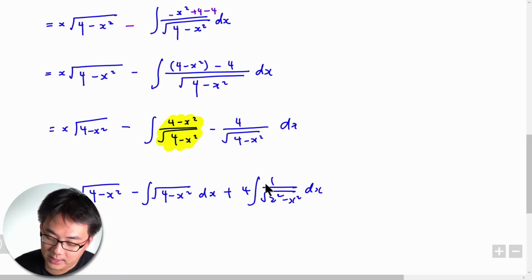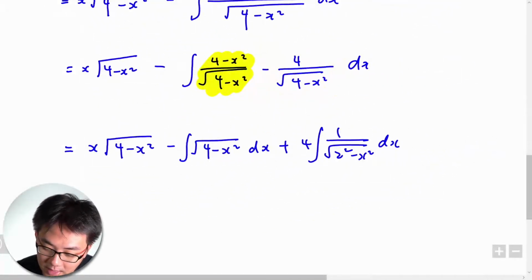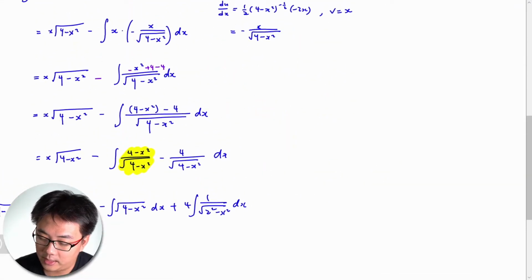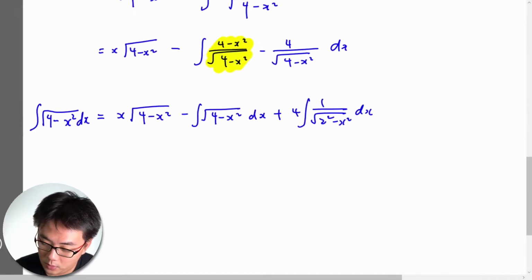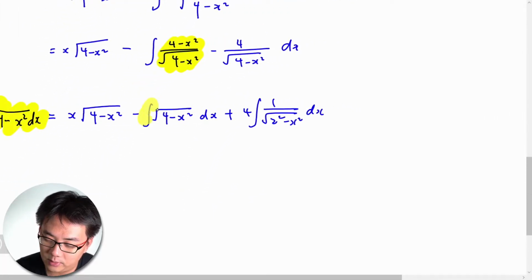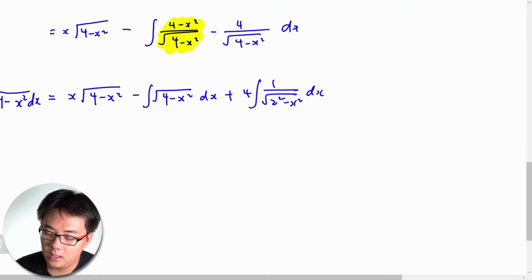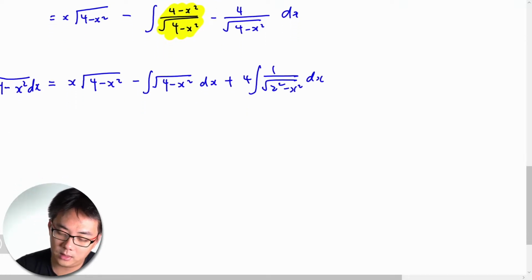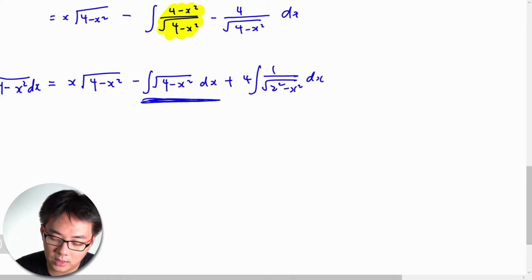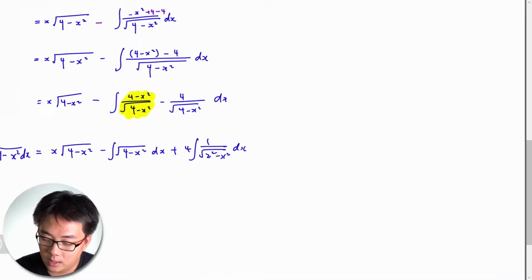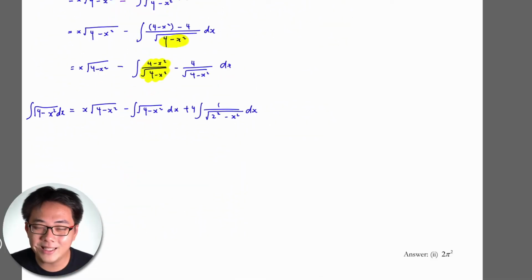This over here, you realize that what you started off with was the integral of the square root of 4 minus x squared dx. So you start out with this and you ended with the same expression here. So you just bring it over. If you continue integrating this, you get the same thing all over again. So it's an infinite loop.